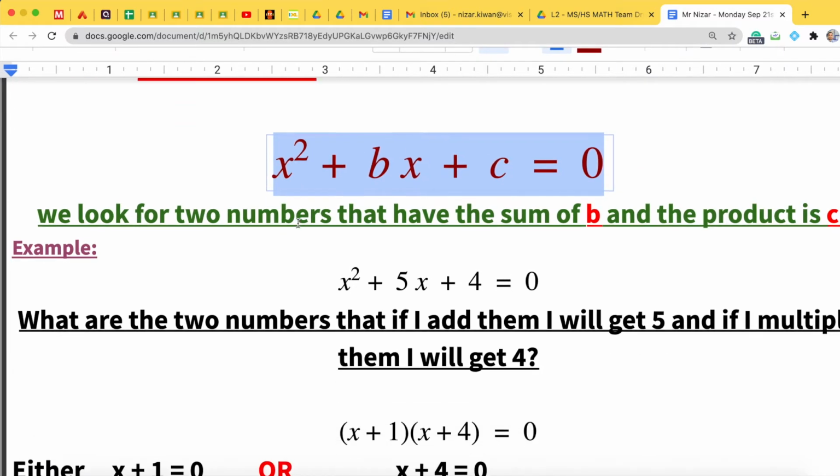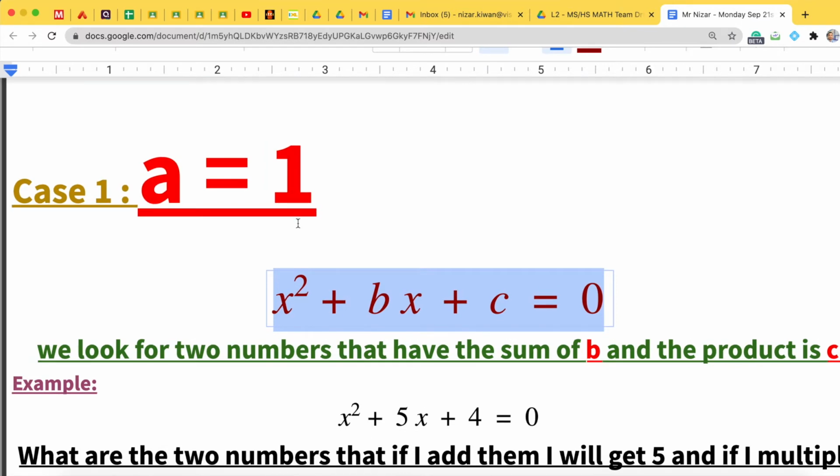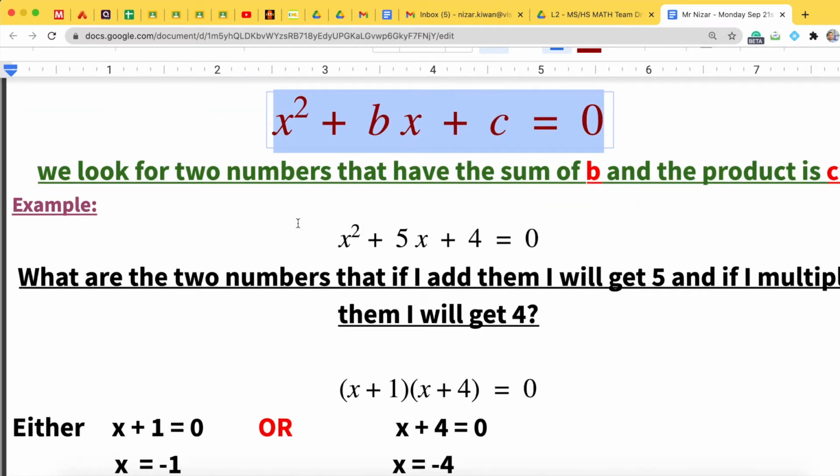We call this way sum and product. We look for two numbers that have the sum of b and the product of c. Here is an example: x² + 5x + 4 = 0. A is 1, b is 5, c is 4. Since a is 1, that means this is case number 1, so we will go for sum and product. What are the two numbers that have the sum of 5 and the product of 4? Please don't mix up. The first one is sum, the second one is product.